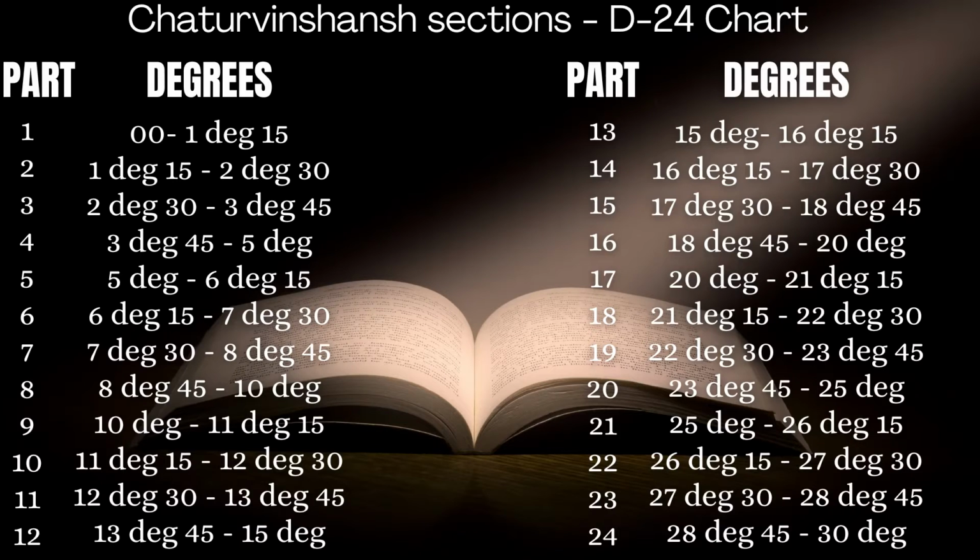So okay friends, now to begin with, as the name suggests, we get this chart by making a 24 division of your Rashi, and each part or each division remains 1 degree 15 minutes.